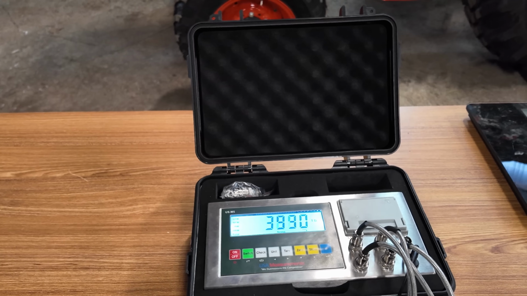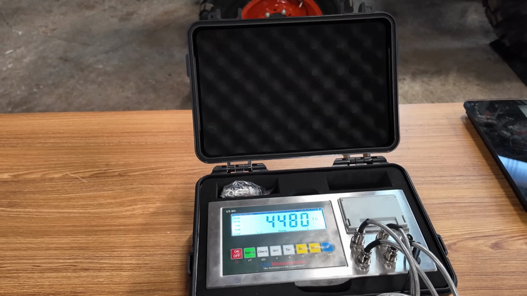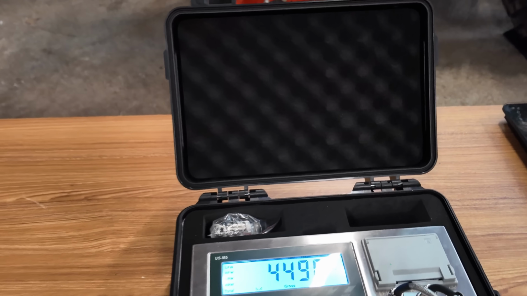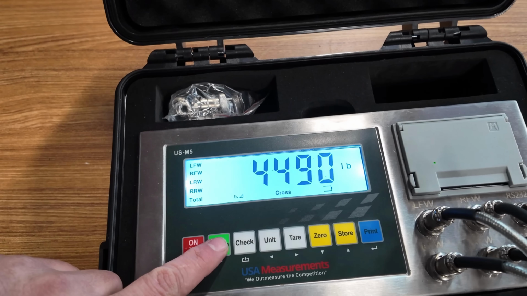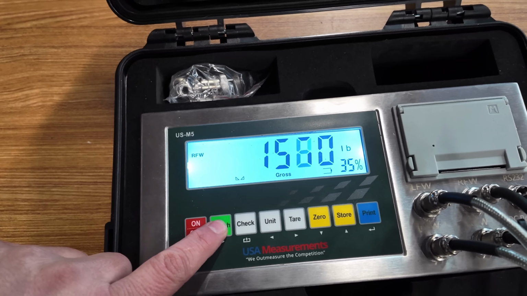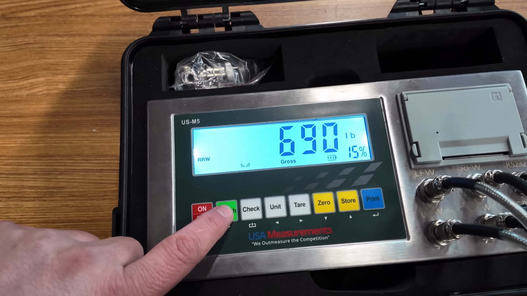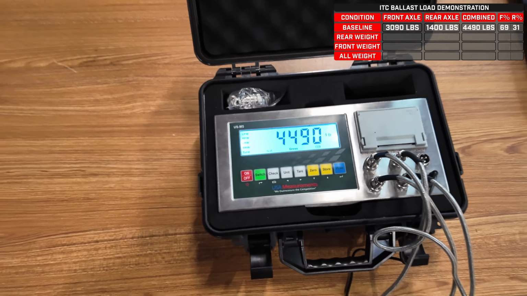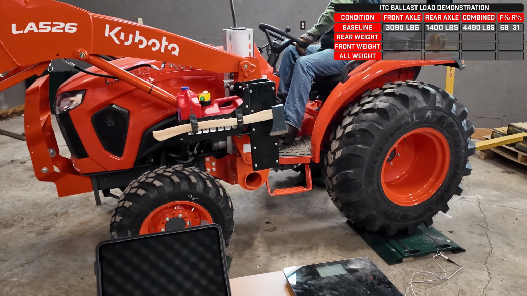As we back the tractor on, this is gonna show us the total combined weight. So with the operator, the forks, and the carryall, we are sitting at 4,490 pounds. From here, we can cycle through each individual pad and we'll get recordings for those. So the left front's 1520, the right front's 1560, the left rear is 710, the right rear is 690. We combine those numbers to get a front axle load, a rear axle load, and then we have our combined load.